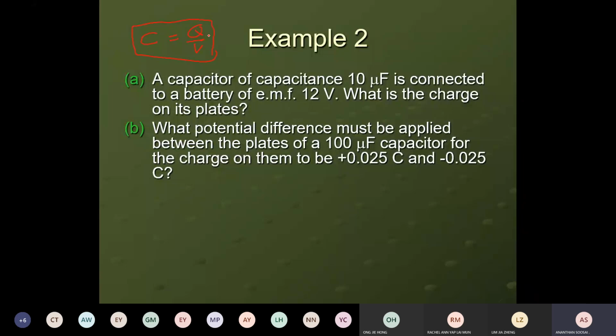A capacitor of capacitance 10 microfarad is connected to a battery of 12 volt. What is the charge on its plates? So C equals Q over V. The capacitance is 10 microfarad. Please change the micro to farad, 10 to the power of negative 6. Then you can find the charge in coulomb.